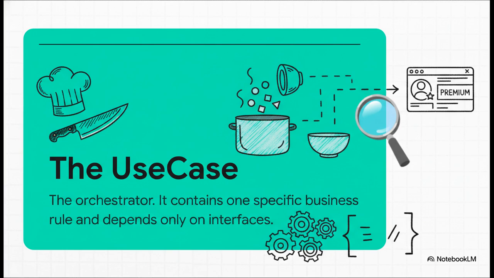The use case takes the ingredients that are promised by that repository contract we just talked about, and it follows a very specific recipe, that's your business rule. It runs the whole show, relying only on those promises.